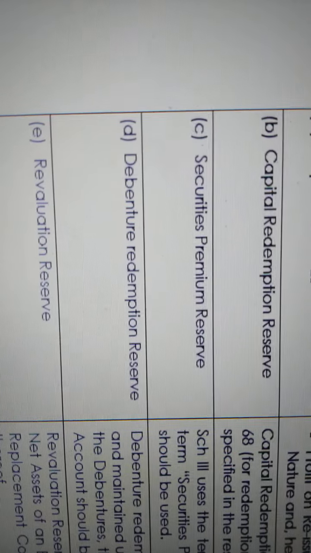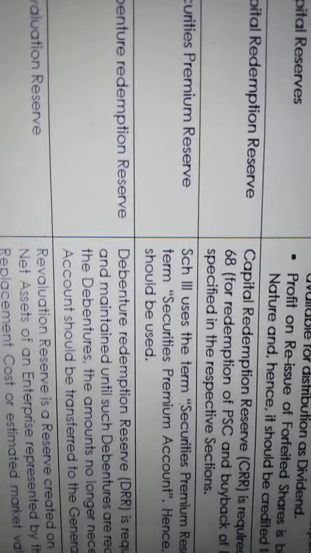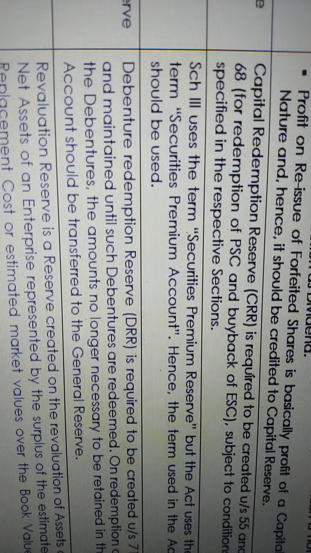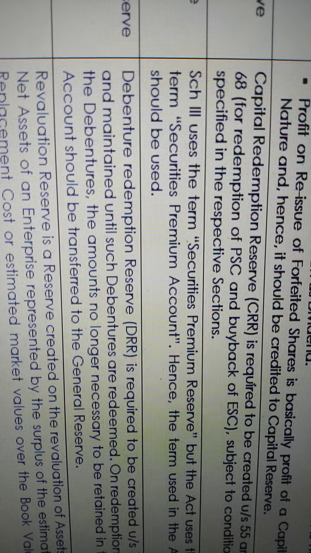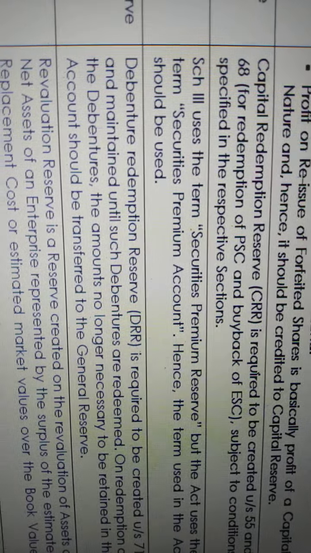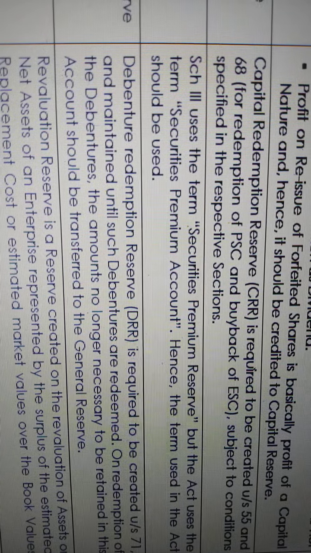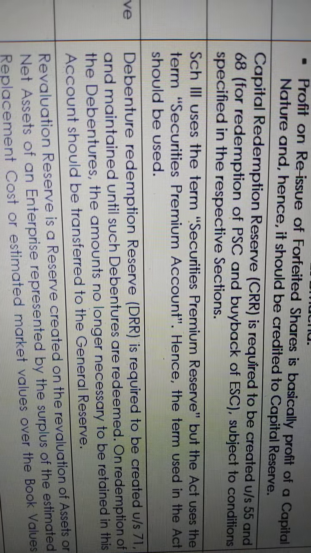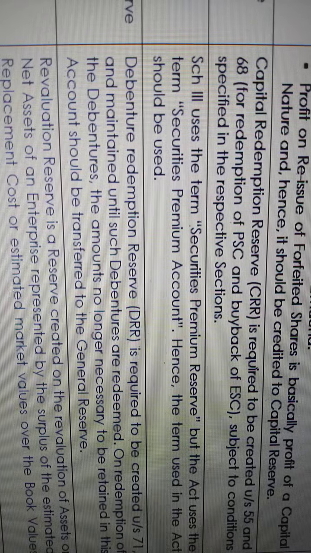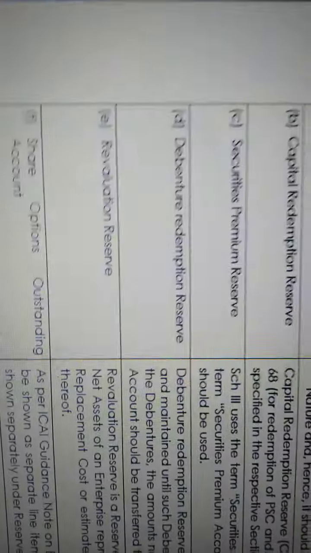Then debenture redemption reserve. This is also one provision. Under some section we have to create a reserve for the purpose of redemption of debentures. We have to allocate some money for the redemption of debentures. That is called debenture redemption reserve. What is the next one?